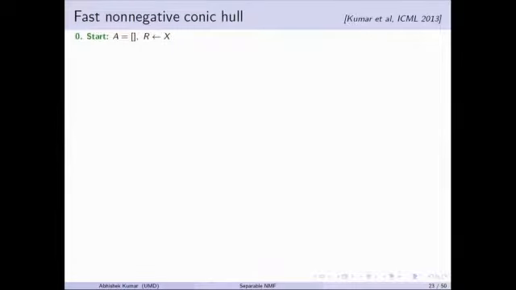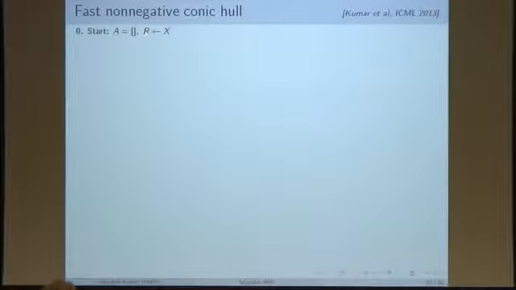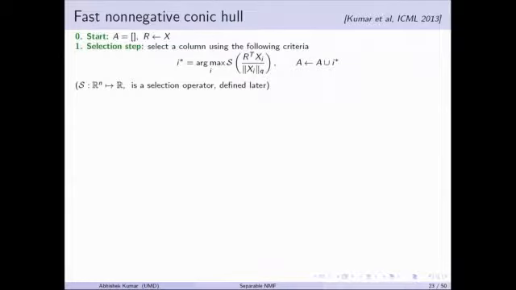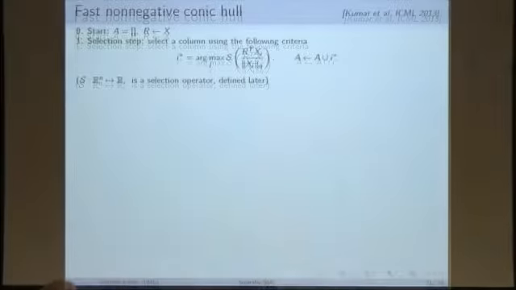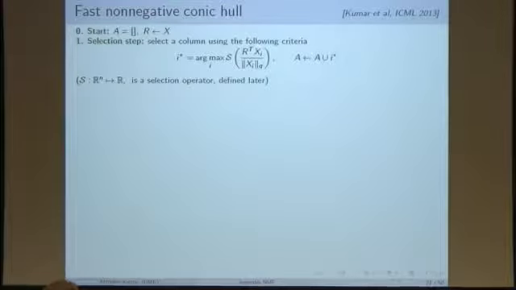So here is the algorithmic sketch of the method. We start with an empty anchor set, and we have a matrix R that is initialized to X, and the first step is a selection step where we select the anchor column. This is done by evaluating this criterion here. We evaluate R transpose times xi divided by the q norm of xi, where xi is the ith column of X, and then we evaluate this vector using the selection operator, which takes a vector and gives out a scalar. We do this for all the columns of X, and the column which gives us the maximum value is our anchor column, and we add it to our set of anchors.